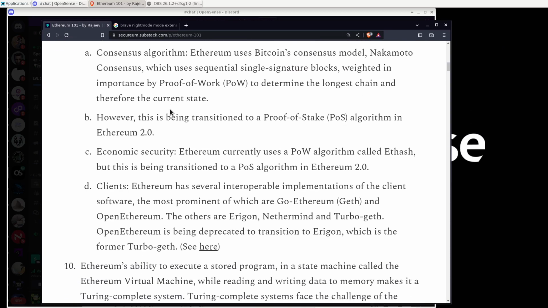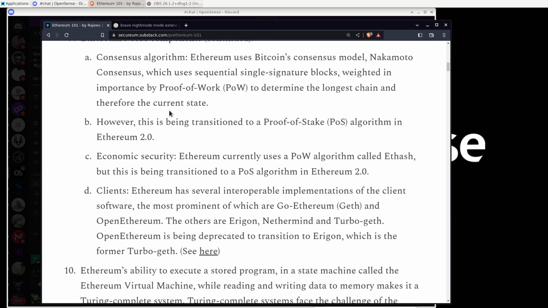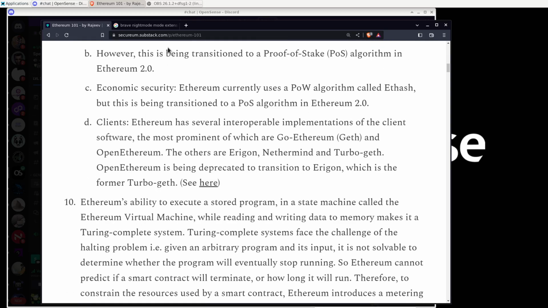Consensus. However, this is being transitioned to a proof of stake algorithm in Ethereum 2.0. This has already happened, so we are in the future, okay? Economic security. Ethereum currently uses a proof of work algorithm called ETHash, but this is being transitioned to a.